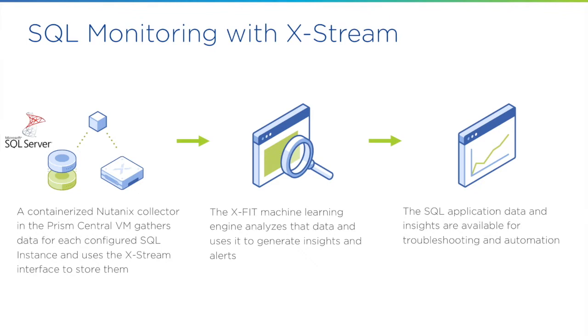To solve that problem in this release, you can now use a containerized Nutanix collector in the Prism Central VM to remotely monitor and get the KPI data from a SQL Server instance without installing any new piece of software or an in-guest agent. That data will be fed into the system through the Crawlstream interface.